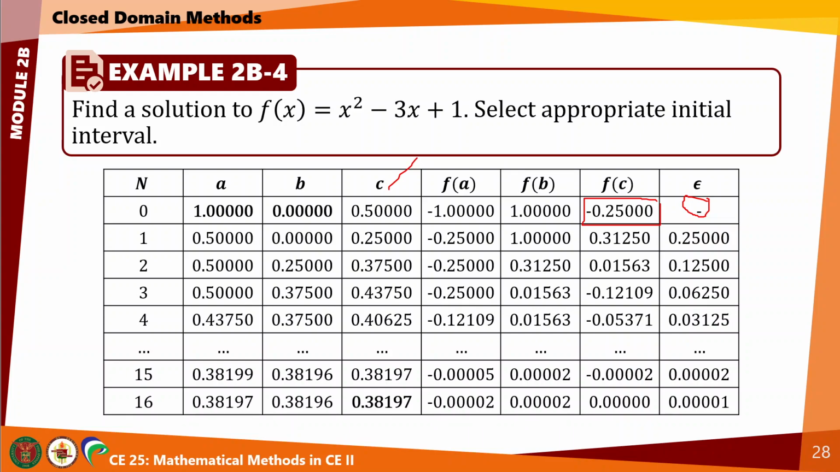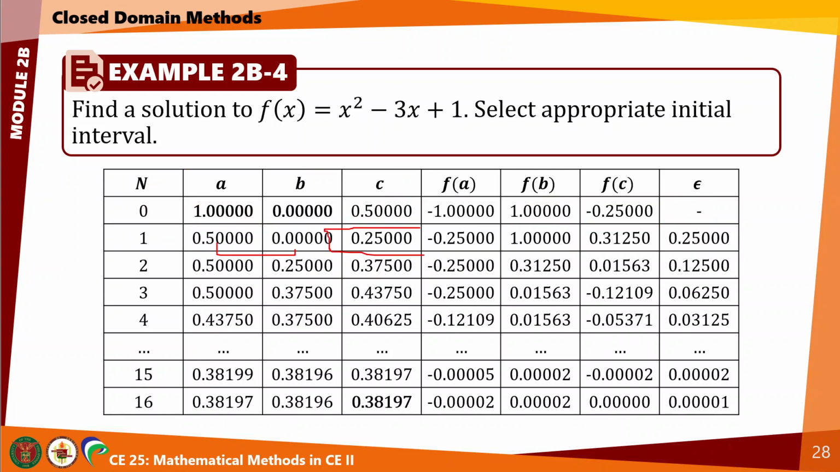Okay, so ang next question is alin yung i-retain, si A o si B? Okay, since negative itong function value natin at C, piliin natin yung may positive na function value para yung product is negative. So sa case na to, si B yun. Okay, so siya yung i-retain natin. So si B, 0 pa rin. Pero si A, mapapalitan na siya from 1 to 0.5 kasi siya yung midpoint ng previous iteration. So siya na ngayon yung isang endpoint. Okay, so yan na ngayon yung current interval natin, 0.5 to 0.